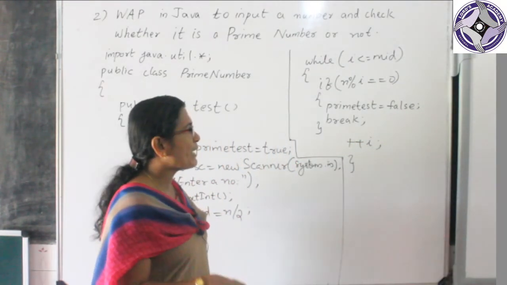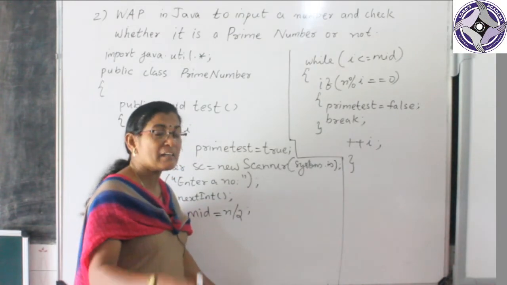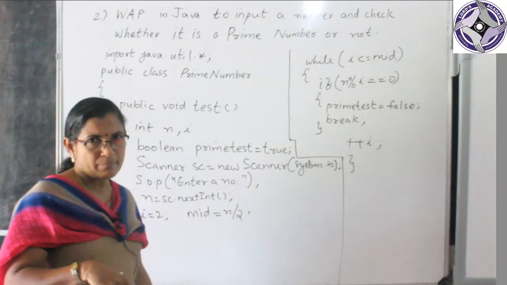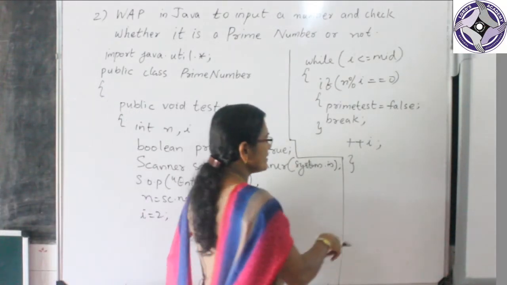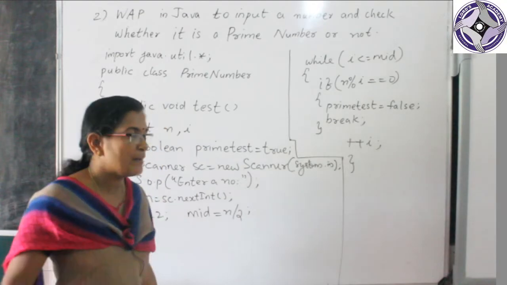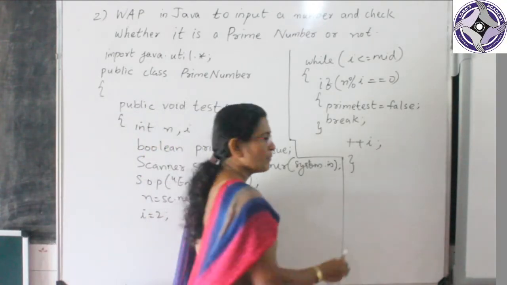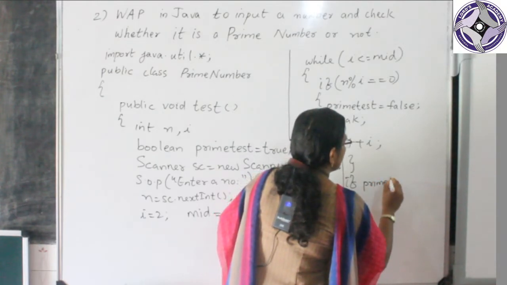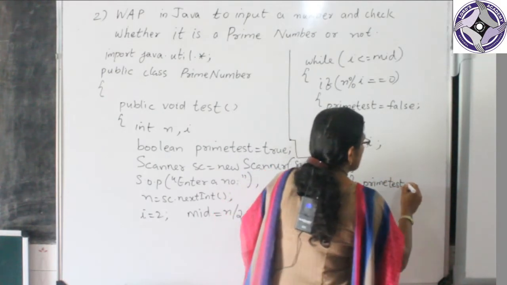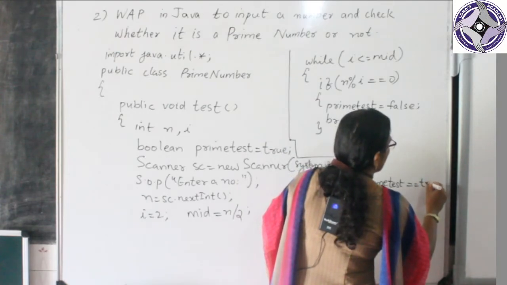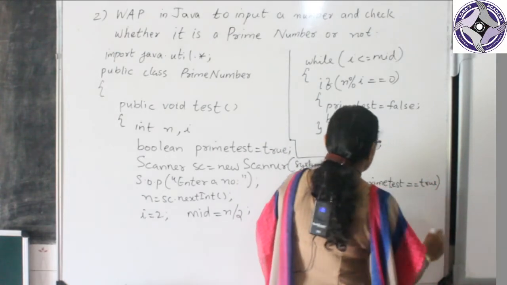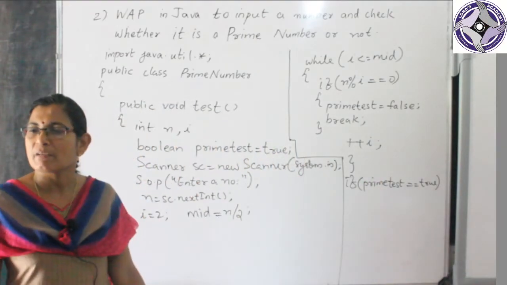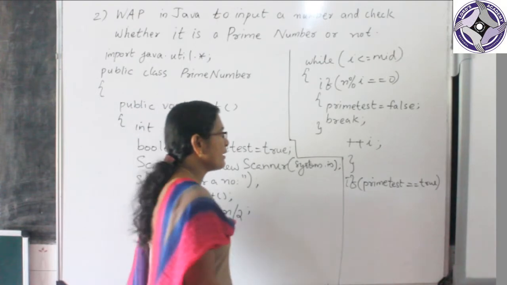According to the value of prime test, we will assume whether the entered number is a prime number or not. Let us see with some examples. Let me complete the program first. If prime test equal to true means entered number is a prime number, otherwise not a prime number.